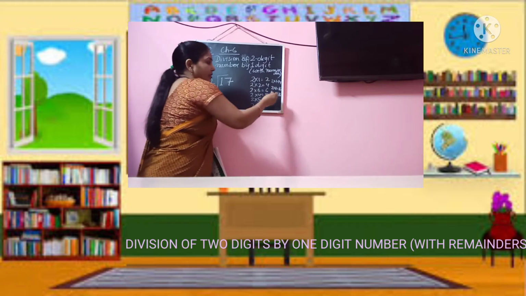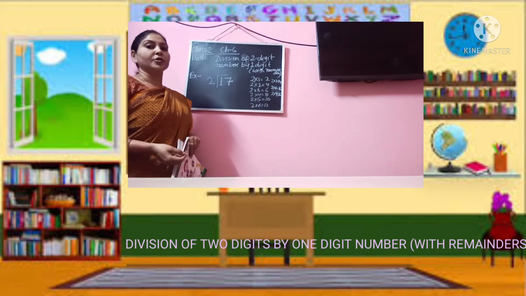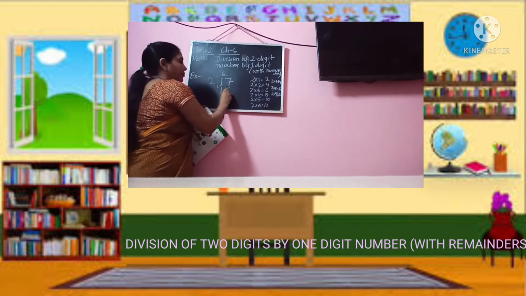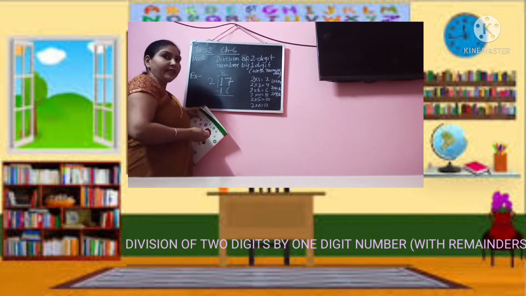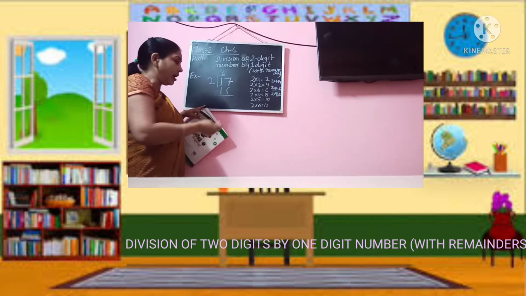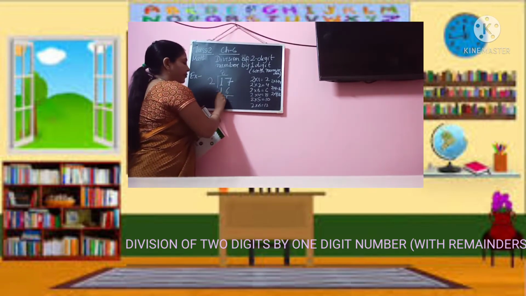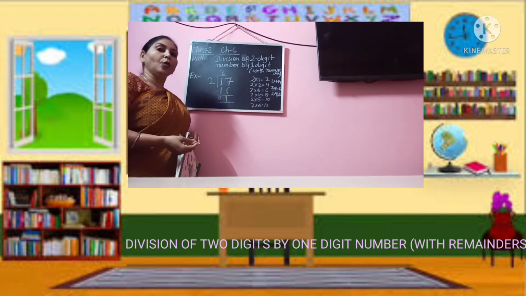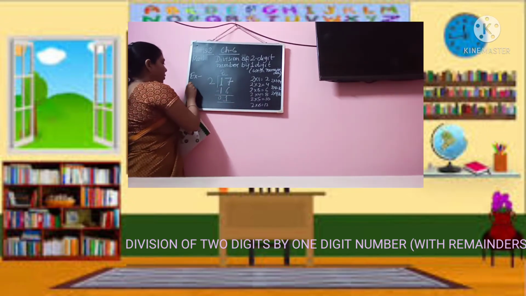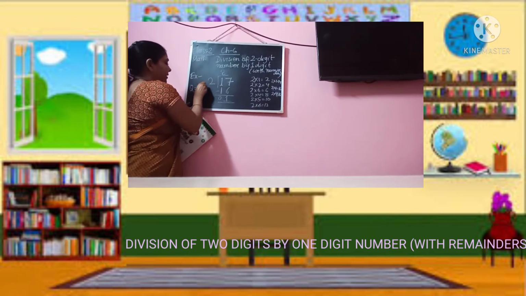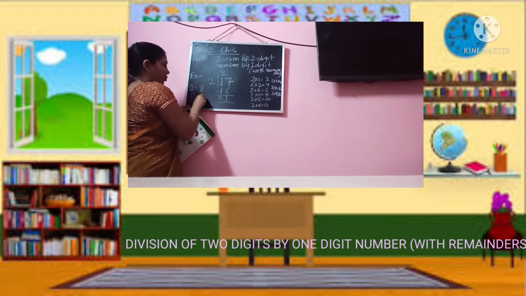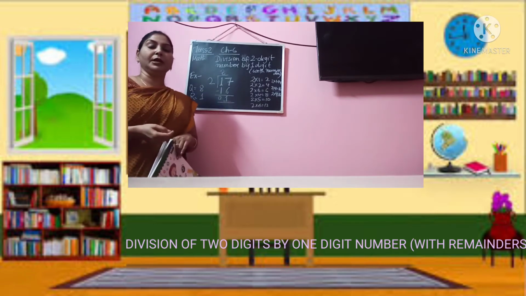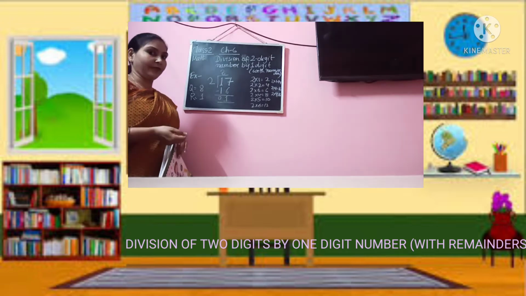And so left is 2 8s are 16. We will take 2 8s are 16 and we will subtract. After subtracting, what remainder are we getting? We are getting 1. So if we have to write the quotient and remainder, quotient is equal to 8 and remainder is equal to 1. That's how we do division of 2-digit number by 1-digit number with remainder.